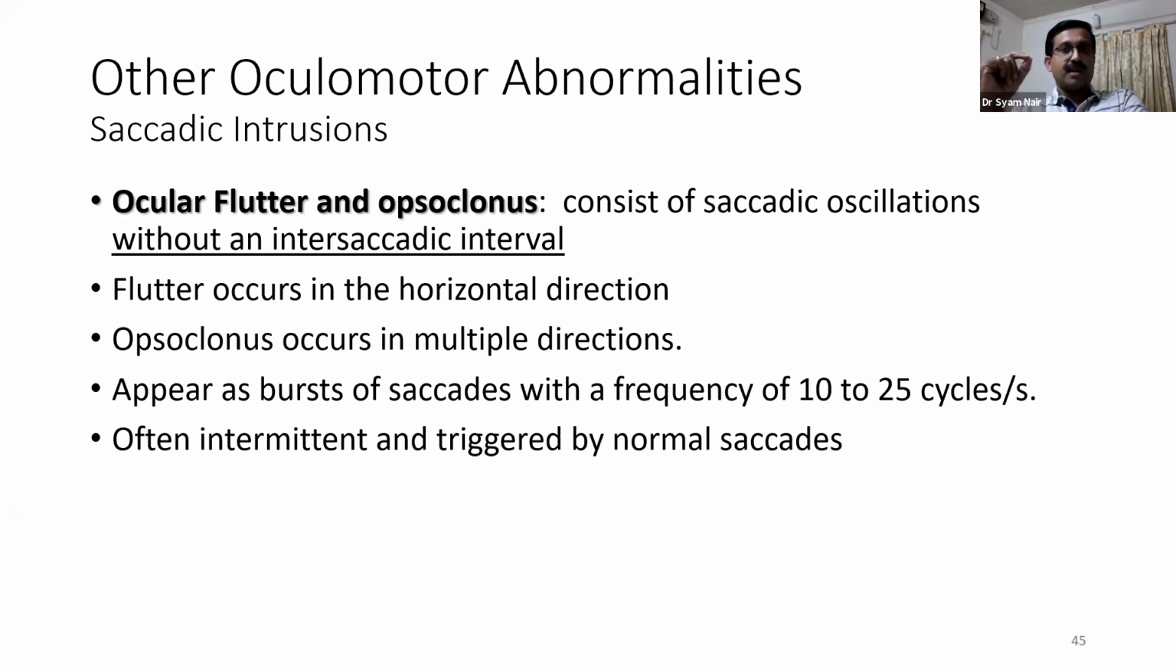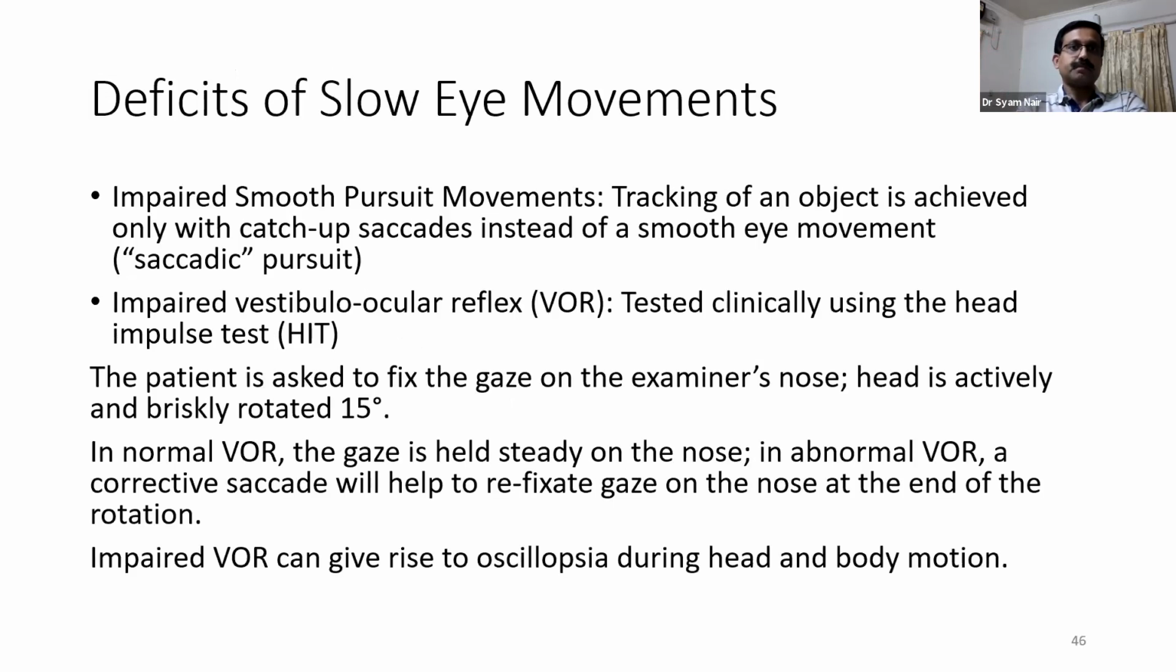And the difference between flutter and opsoclonus is that flutter occurs in the horizontal direction only, while opsoclonus occurs in multiple directions. And they often appear as bursts of saccades with a frequency of 10 to 25 cycles per second without an intersaccadic interval. These may be intermittent, and these are sometimes triggered by normal saccades. You ask the patient to look to the side, and the patient develops a flurry of ocular flutter or opsoclonus.